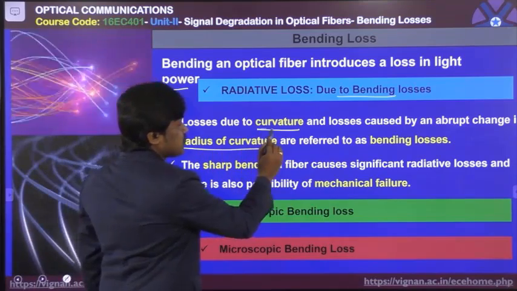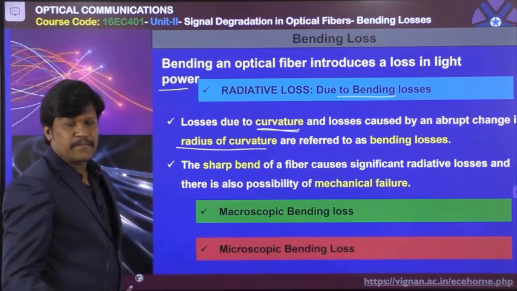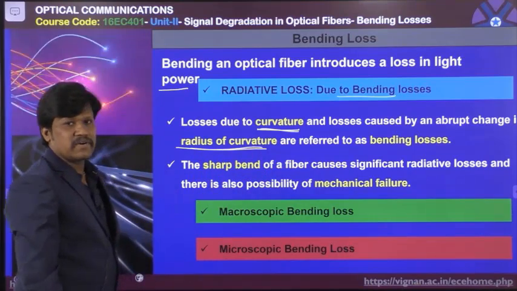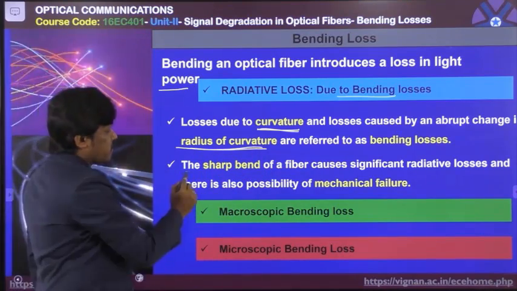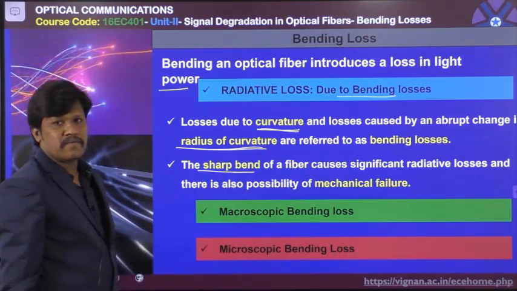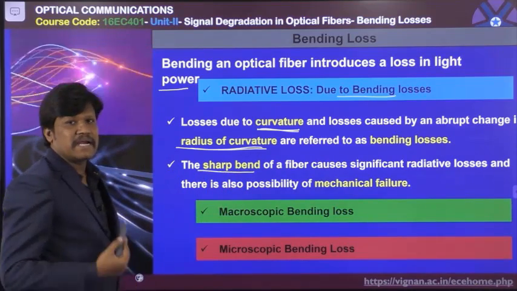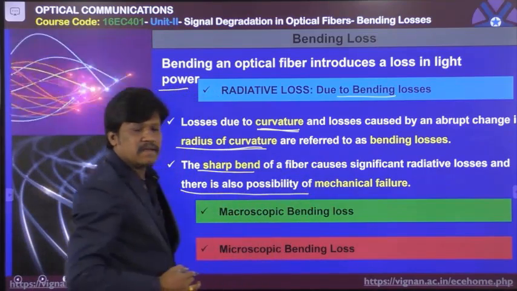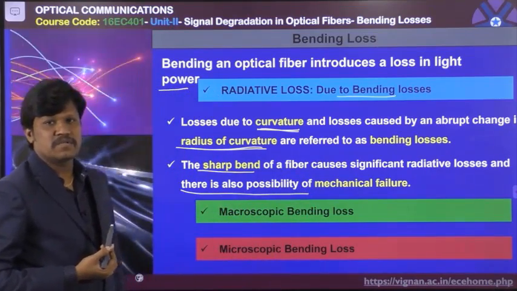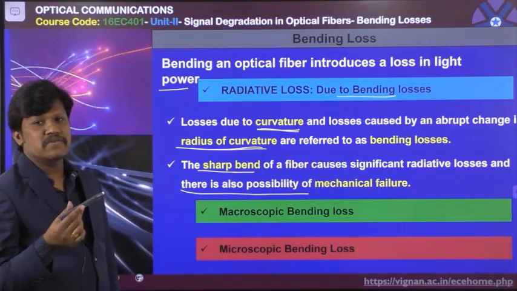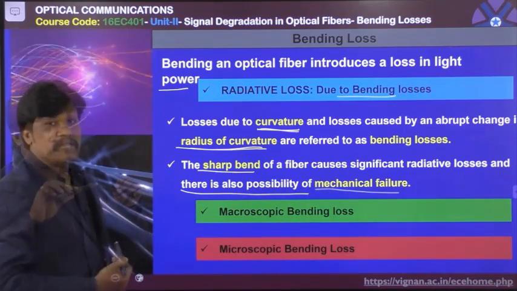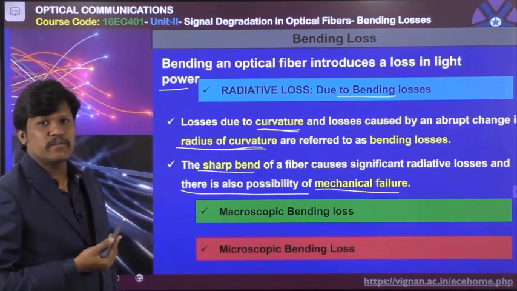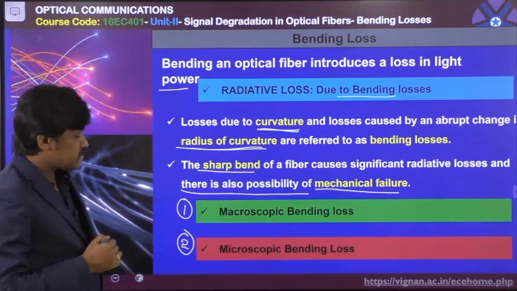If there is a sharp bend, the sharp bend of the fiber causes significant radiative losses, and there is also the possibility of mechanical failure. Mechanical failure is nothing but breakage. There are two important types of bending losses.